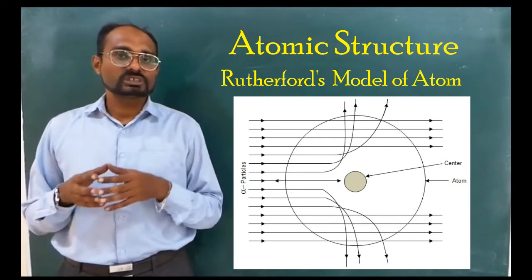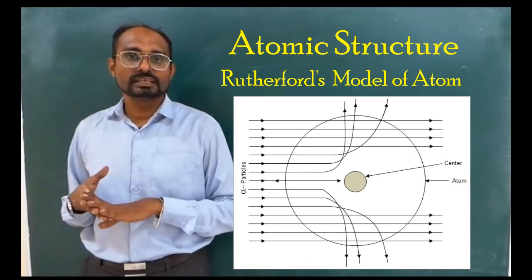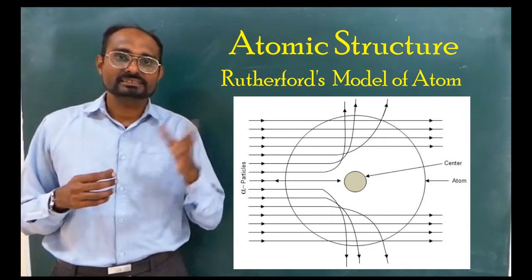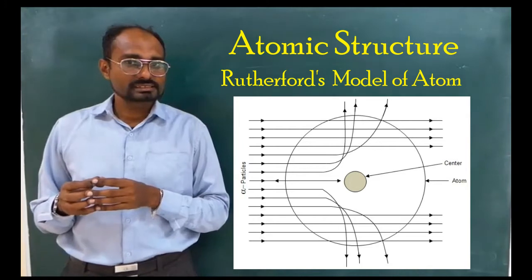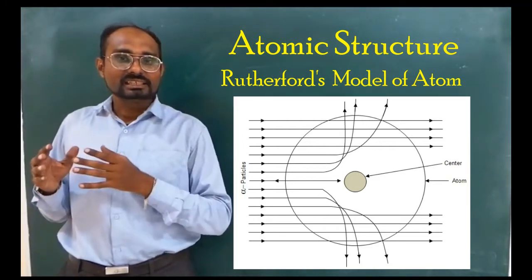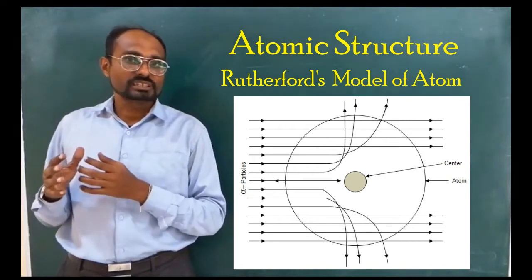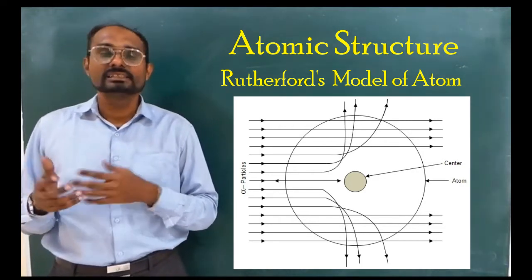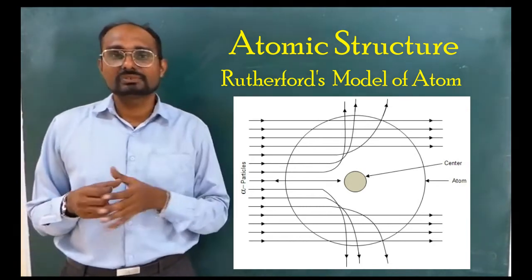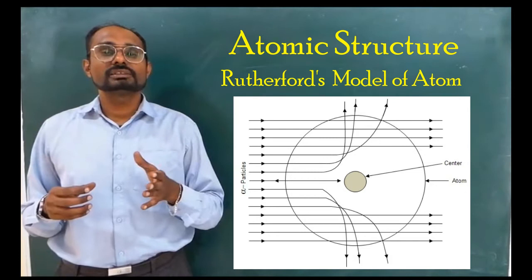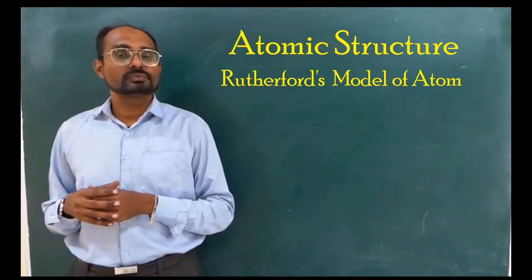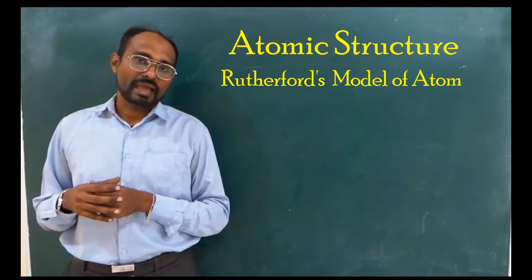So upon close observation, he came to know that the entire positive charge is concentrated at the center of the atom, which he called a nucleus, and that's the reason why these double ionized helium atoms, which are positively charged, otherwise alpha particles, are deviating when they are trying to come close to the center of the atom. So based on that, he gave his model of atom, which is called Rutherford's planetary model of atom.